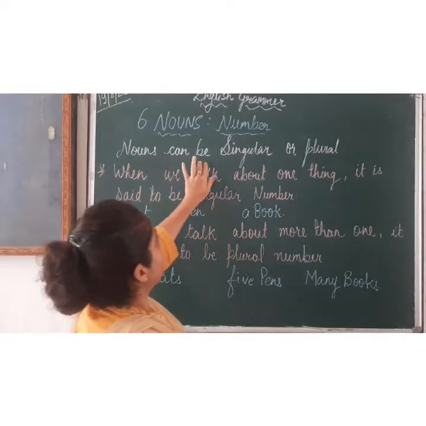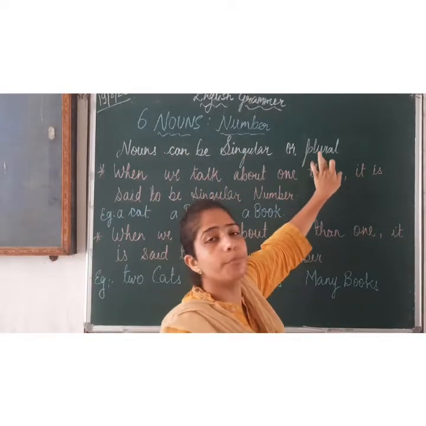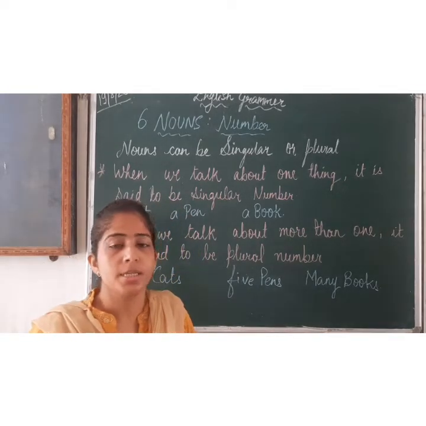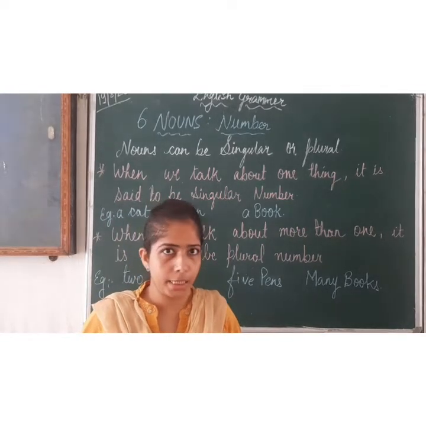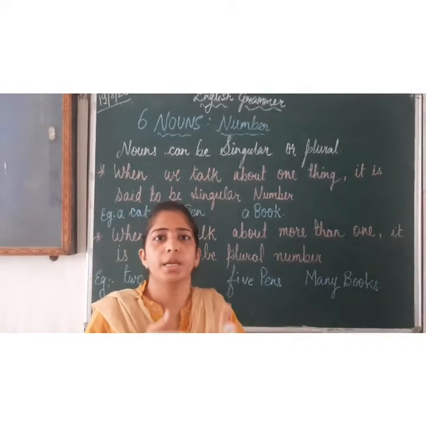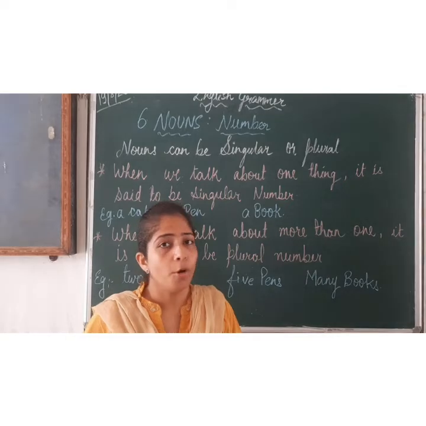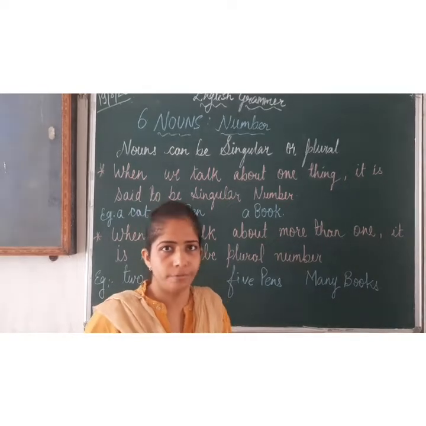See, nouns can be singular or plural. Singular भी हो सकते हैं, plural भी हो सकते हैं. Singular means किसी एक के बारे में, किसी एक thing के बारे में या एक particular person के बारे में या place के बारे में. और plural मतलब more than one.